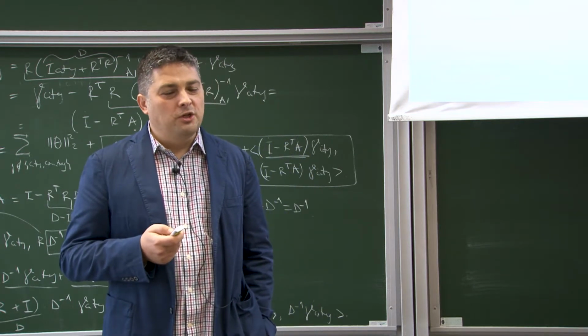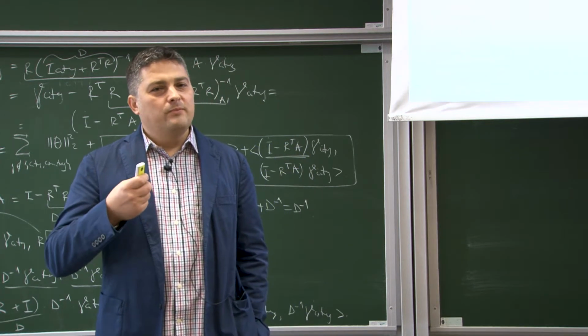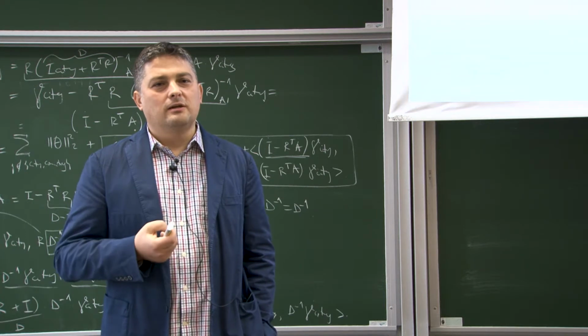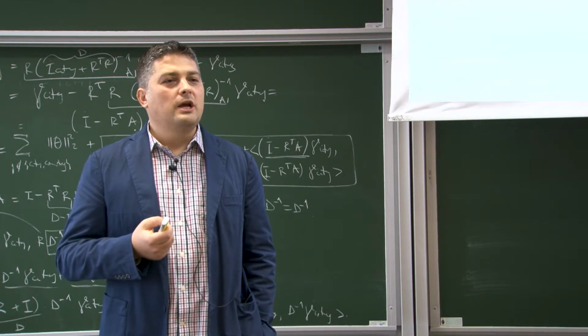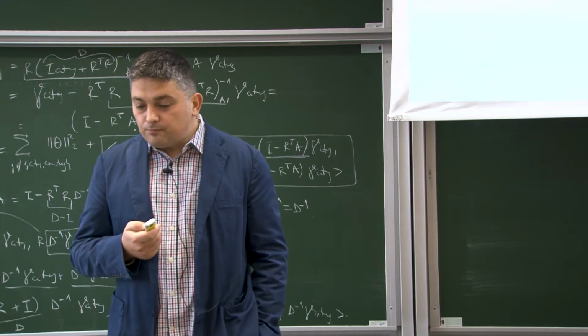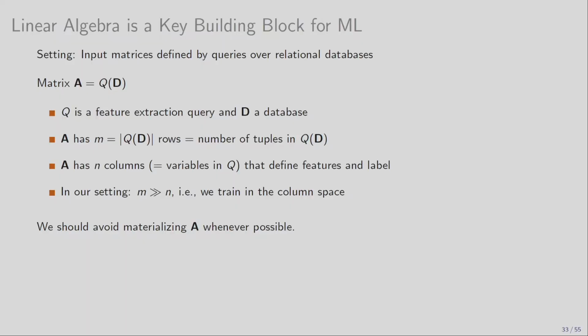It is mostly motivational, but there will be a specific twist on a classical algorithm for QR decomposition that I'm going to present to you. So the setting here is that we have input matrices defined by queries over relational databases. I will talk about the matrix A. This is the query result, where Q is the feature extraction query as we've seen before, and D is a database. We consider that A has many more rows than columns, and that's the kind of assumption here.